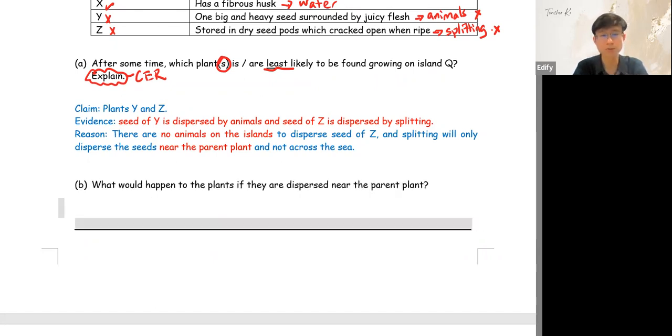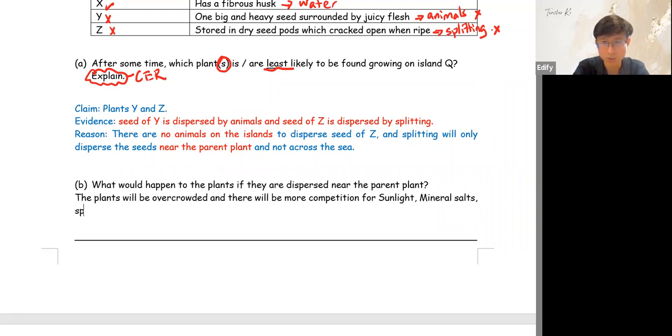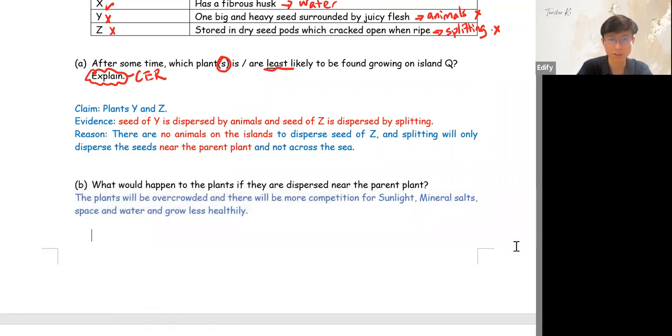The plants will be overcrowded, okay, and there will be more competition for sunlight, mineral salts, space, and water, and grow less healthily. Okay, so that will be the answer. Just practice writing the same kind.